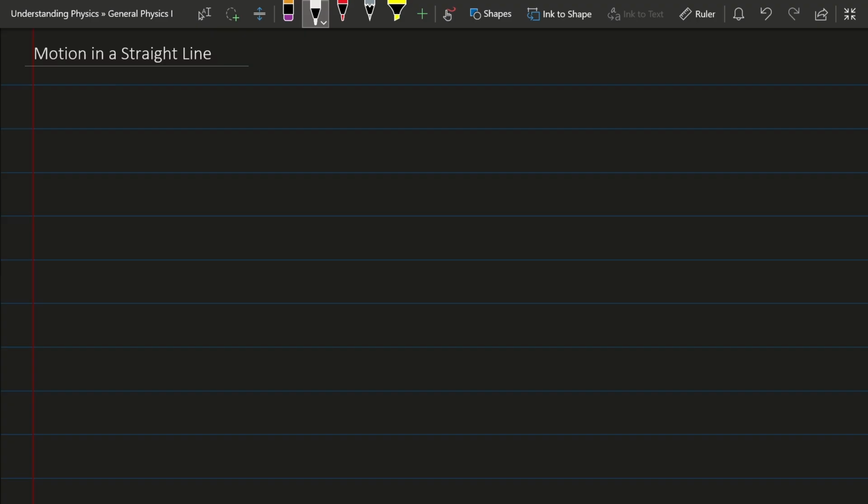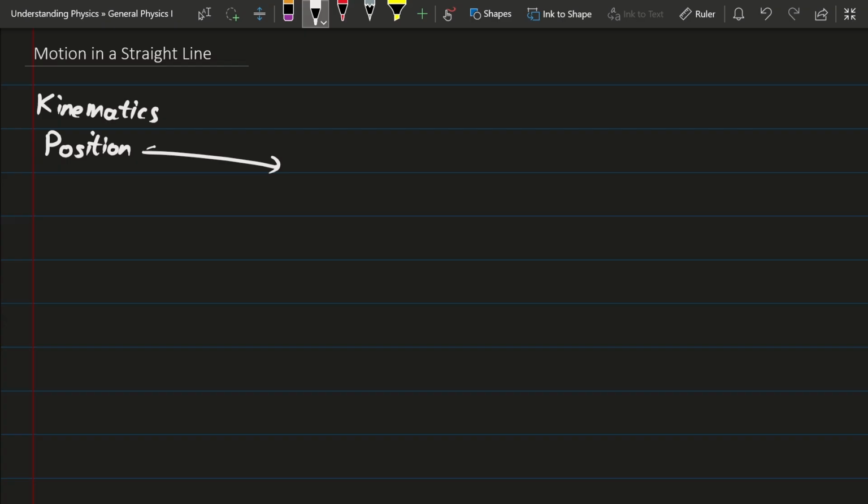So, in General Physics 1, we want to talk about motion in a straight line, which is the basis for kinematics, which is the study of how you model things to move. To do kinematics, you need to know certain things, such as position. Position is where you are located.